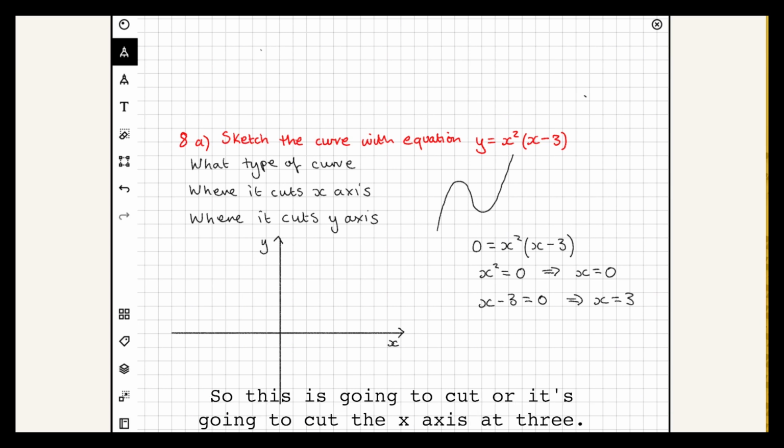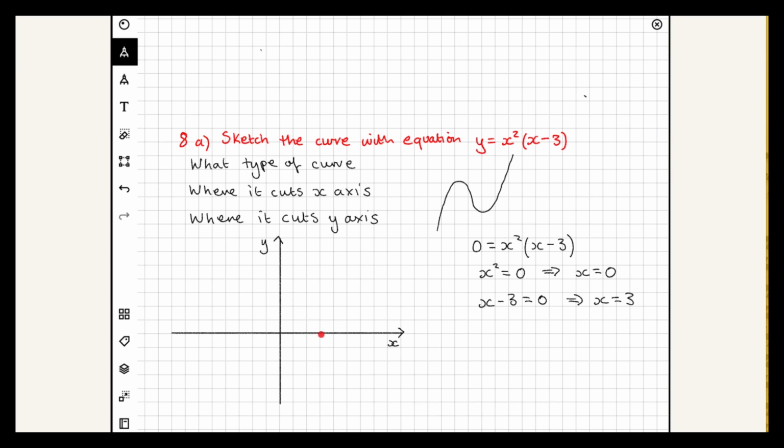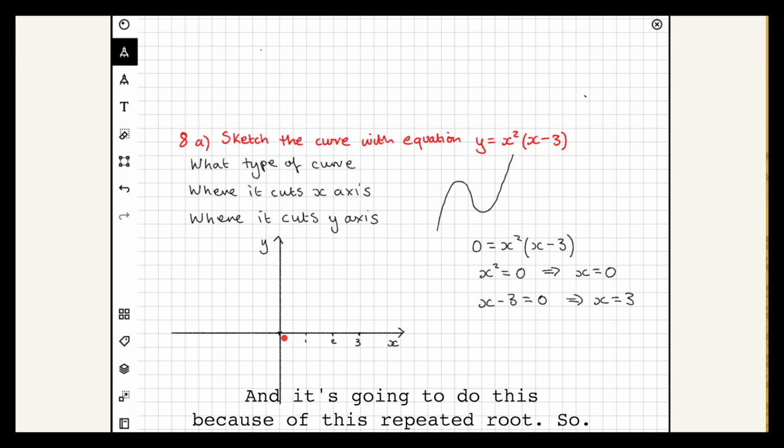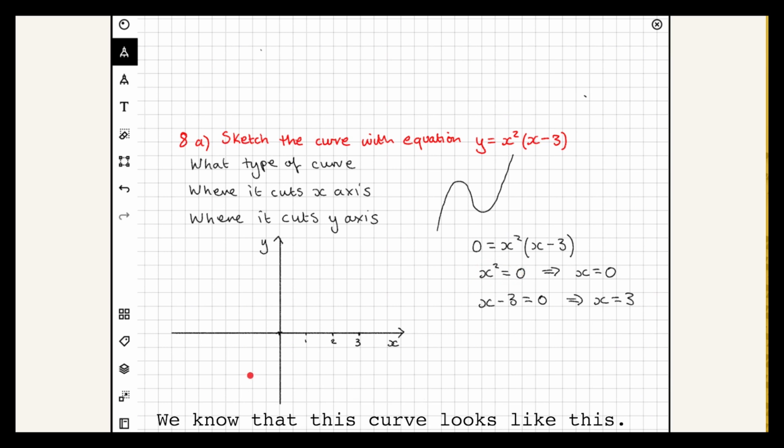So it's going to cut the x-axis at 3. Let's mark the x-axis at 3 here. We'll make that 3. And at 0, it's going to touch the x-axis. It's going to do this because of this repeated root. So we know that this curve looks like this.